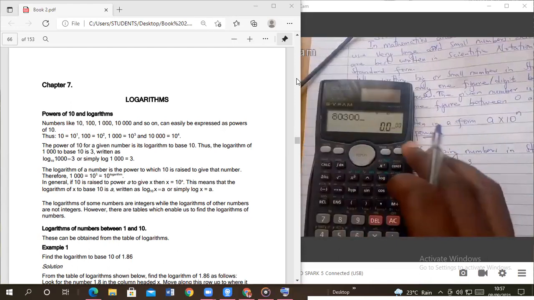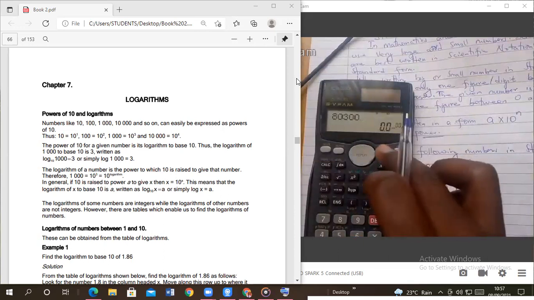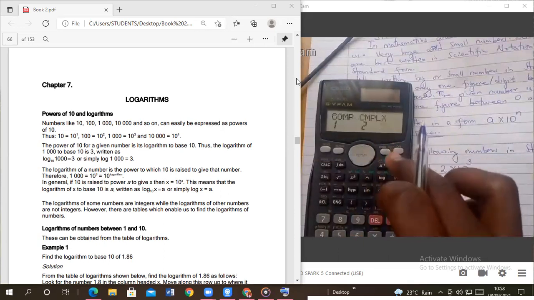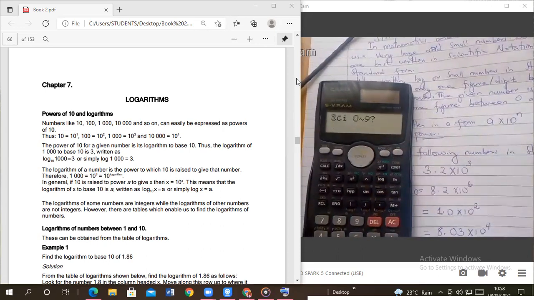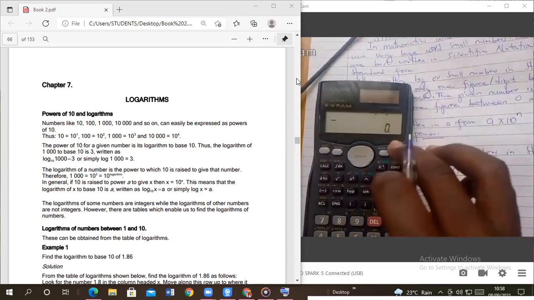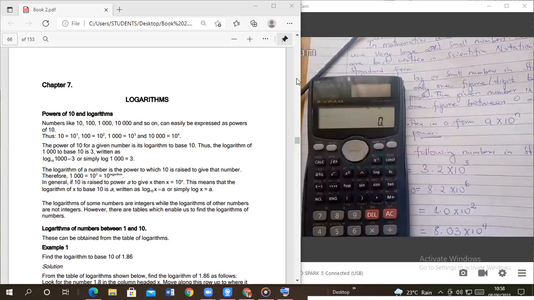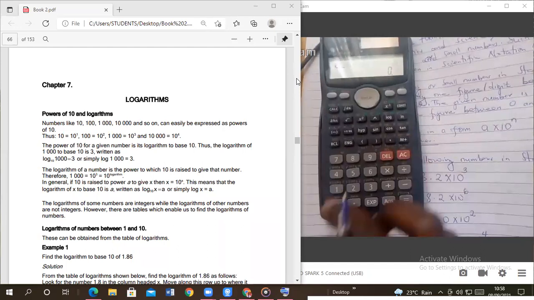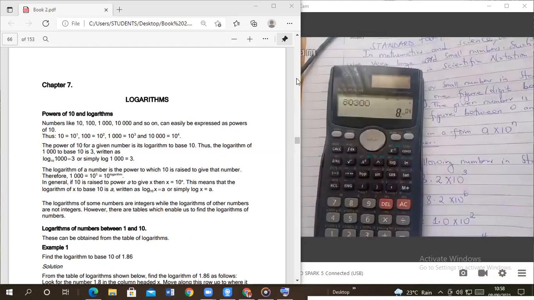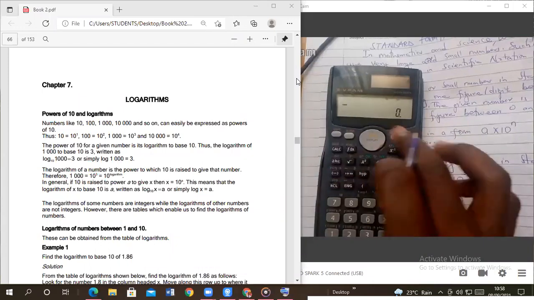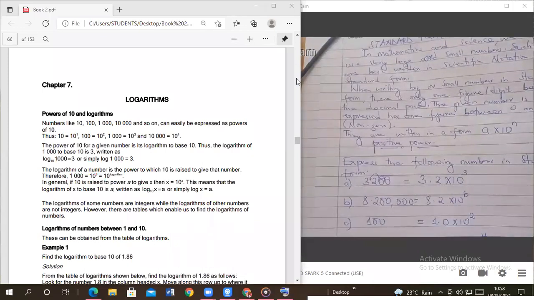Sorry, there's a mistake there. Let's go back. 2. Then you press 1. So the number is 80,300. You press that like that. Are you seeing that? Members, have you seen that? Yes, teacher. Yes, that's how you write it in standard form. Good. Now, how do you write for negative powers?